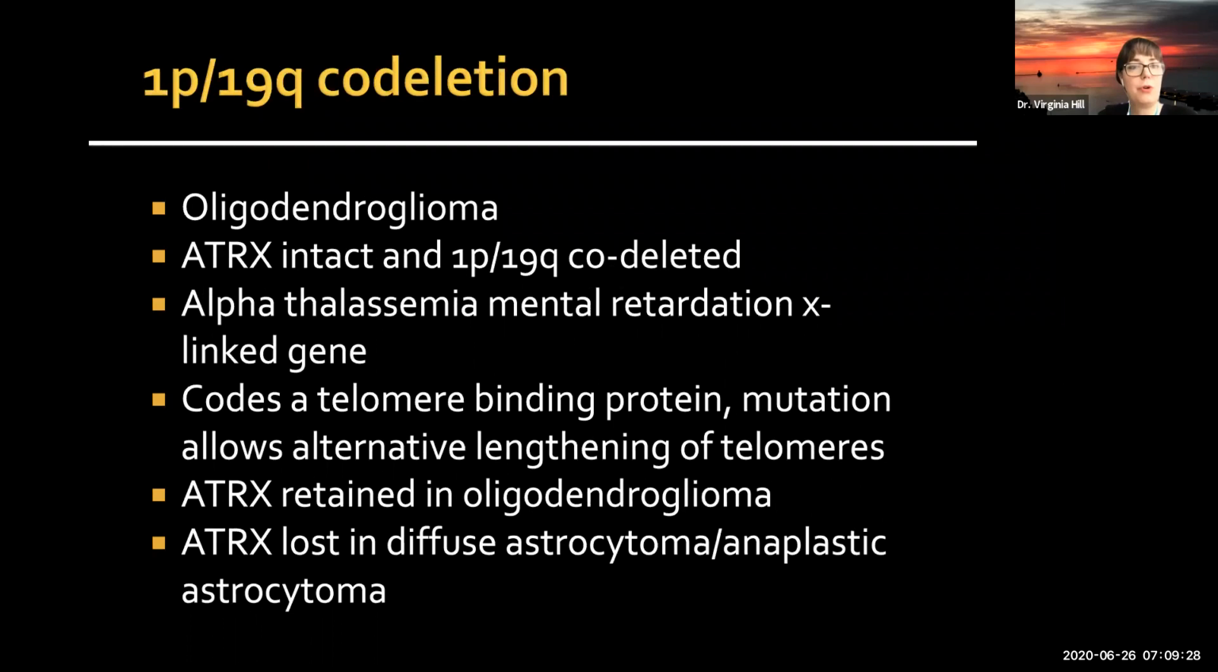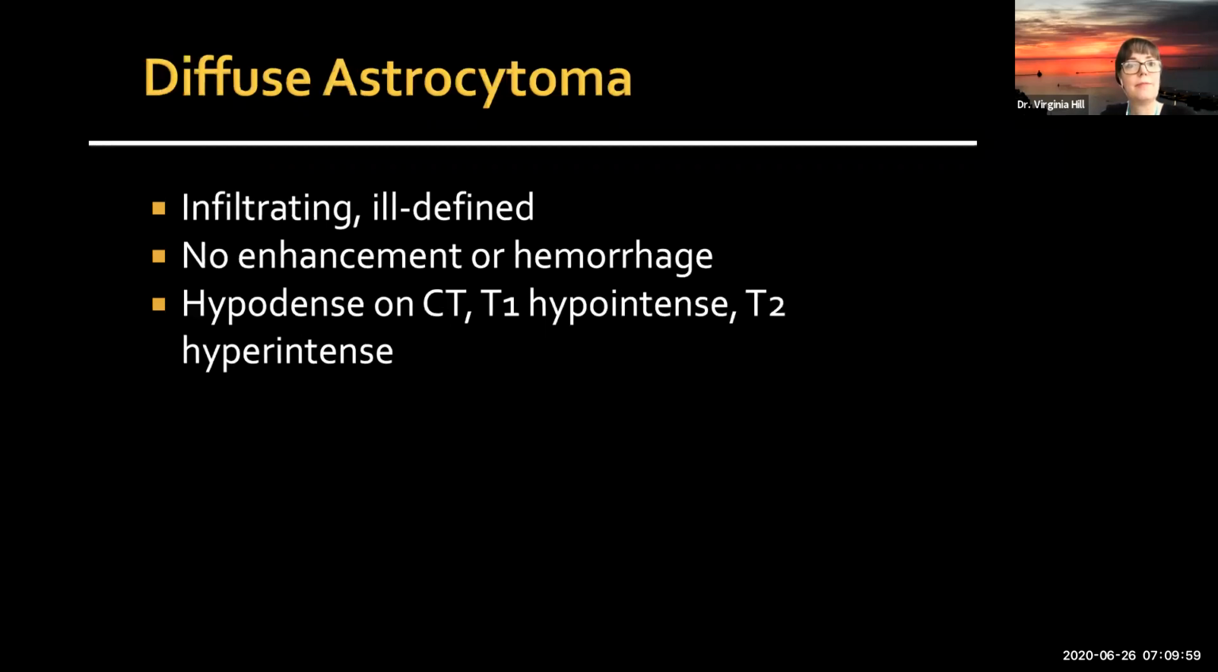And oligodendrogliomas are 1p19q co-deleted. In oligodendrogliomas, generally ATRX is intact. Alpha thalassemia mental retardation X-linked gene is the long name for ATRX. It codes the telomere binding protein, and the mutation allows alternative lengthening of telomeres, which again allows the cell to escape senescence and to continue to grow and divide. ATRX is retained in oligodendrogliomas but lost in diffuse astrocytomas and anaplastic astrocytomas.